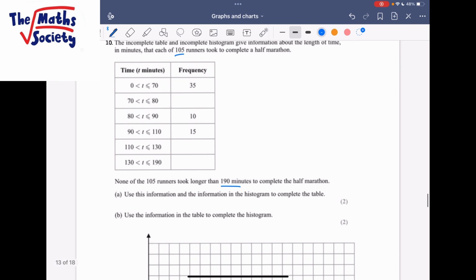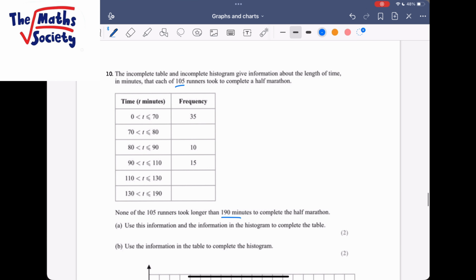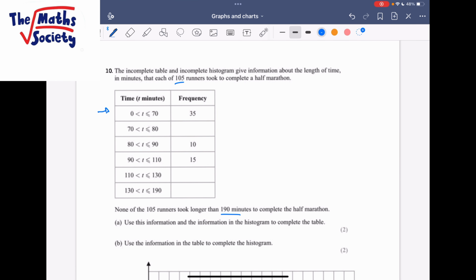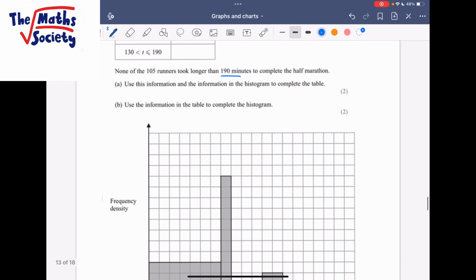Use this information and the information in the histogram. So they've completely missed out some information from the table, some from the histogram. So we're going to have to rely on each other to figure it out. So first of all, usually they always give you the first one, and here they give you the frequency density of the first one as well. So we can know what kind of frequency density in this chart, like how many blocks they're using for it.